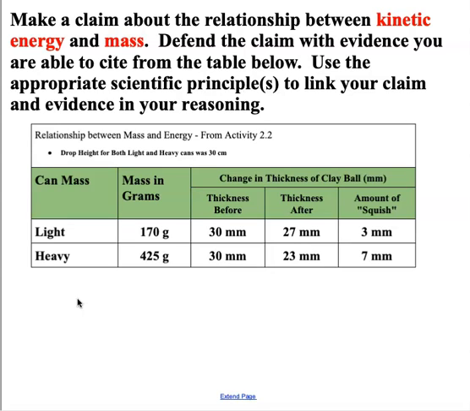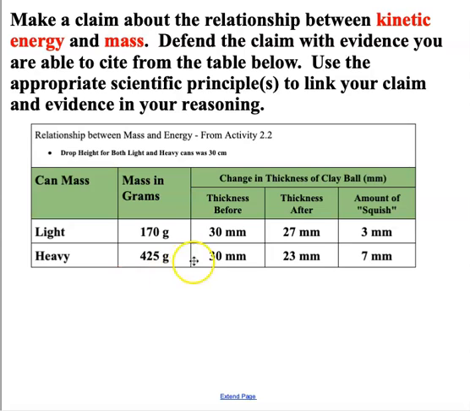Now, some people didn't even use kinetic energy in their claim, which is really hard to do and get credit for, because it says, what is the relationship between them? So, for example, you might say the relationship between kinetic energy and mass is that the more mass you have, the less KE you have. Maybe you said the more mass you have, the more kinetic energy you have. Whichever it is.